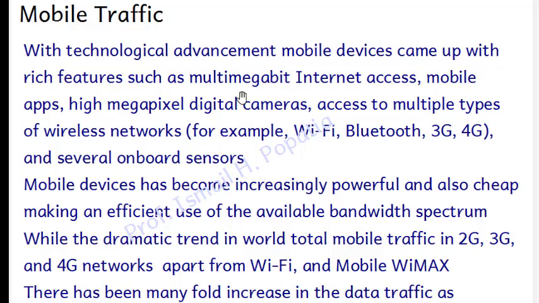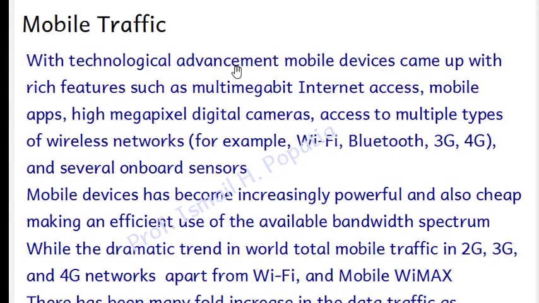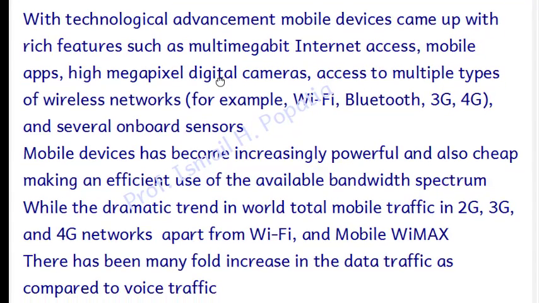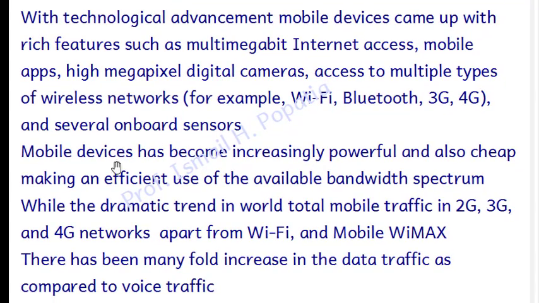Then one of the contributors to modern networking is mobile traffic, as we saw in the previous lectures also. With the advancement in mobile devices, they have rich features. Rich features means they are able to access fast internet, there are a number of mobile apps, and we have high megapixel digital cameras. We have multiple types of wireless networks such as Wi-Fi, Bluetooth, 3G, 4G, and many sensors also add to the mobile traffic.